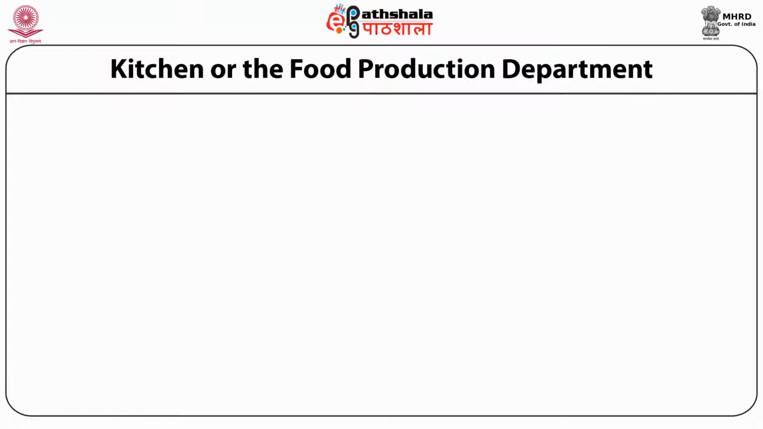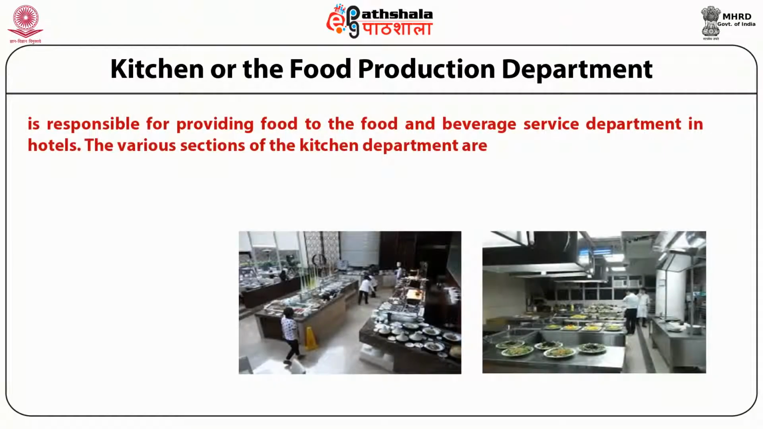The food production department, commonly known as the kitchen, is responsible for providing food to the food and beverage service department in hotels. The various sections of the kitchen department are being illustrated on the screen. The very first, the larder kitchen, refers to a separate section in food production that is associated with the preparation of cold foods. It is also known as garde-manger, which is French for keeping cold for eating later.